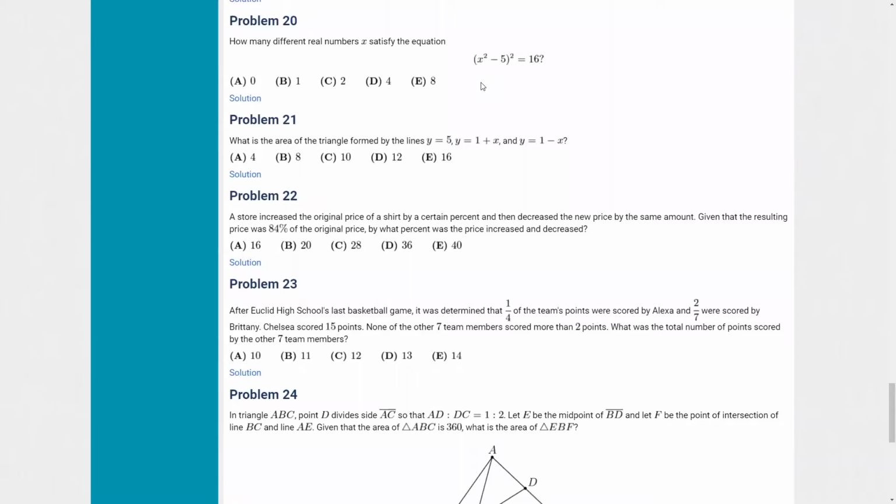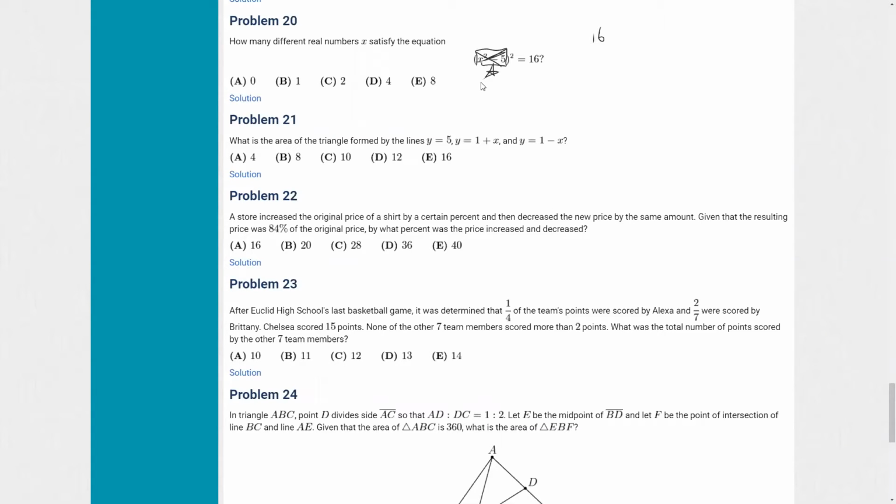Let's look at problem number 20. How many different real numbers x satisfy the equation (x squared minus 5) all squared equals 16? So this is a very classic example of how to solve questions involving squares. The reason why squares are so unique is because the square of a negative number is still positive.